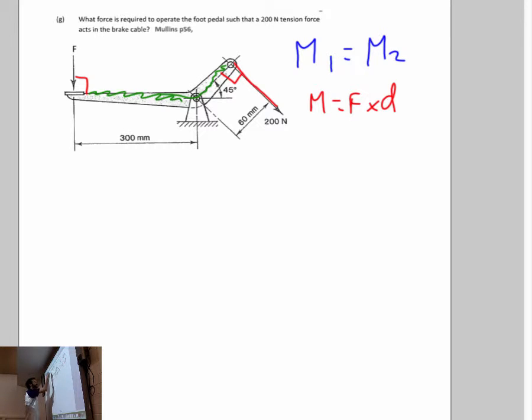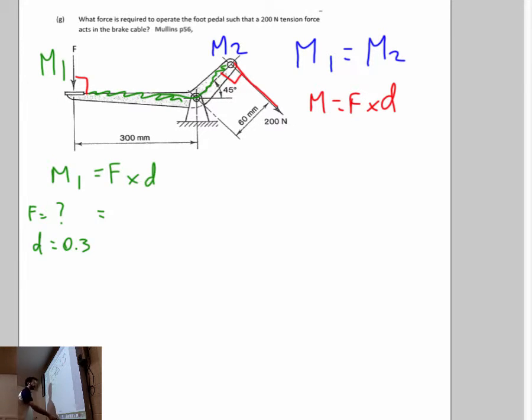So in that case, I've got a force over here, and I say this is moment 1, and I'll do a nicer colour over here, and I say this is moment 2. Moment 1, in green, equals force times perpendicular distance. I have a distance equals 300 millimeters. 300 millimeters is 0.3 meters.